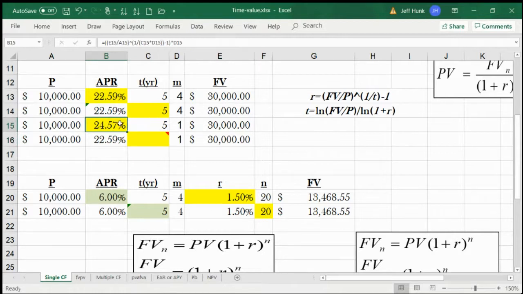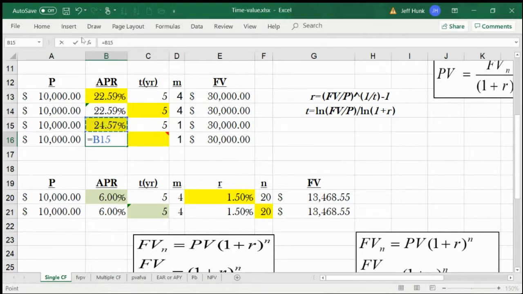Okay. Now it's going to be an annual 24.57% rate. You notice that, oh, that's greater than this one. Of course, we are doing annual compounding here, not quarterly, right? If you're doing quarterly compounding, that means with the smaller interest rate, you can get to the same future value, right? It takes less interest rate to get to the same future value. But if it is annual compounding, of course, the rate has to be greater to take this 10,000 to 30,000. Make sense?